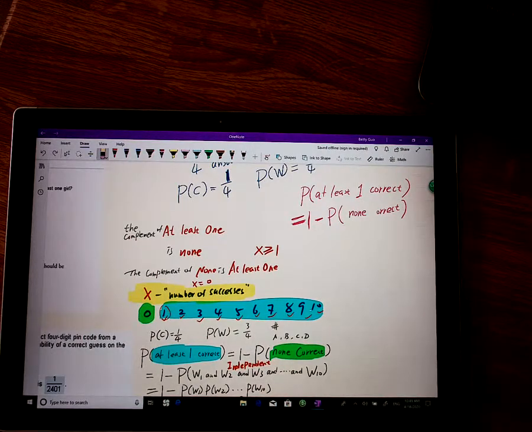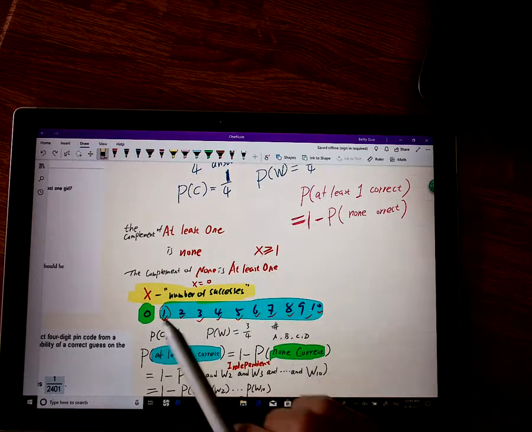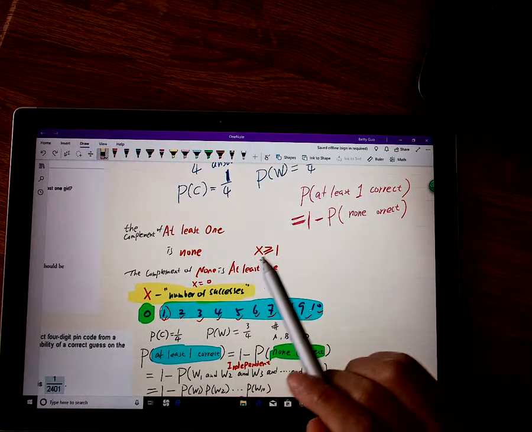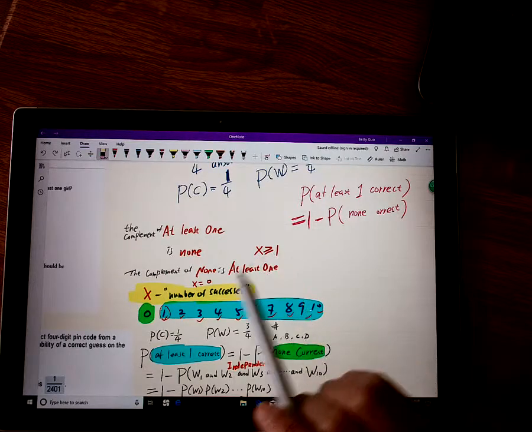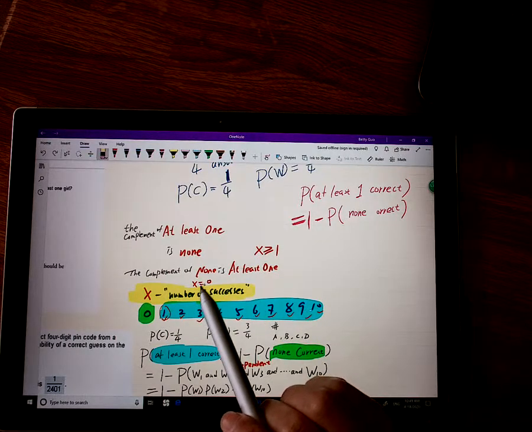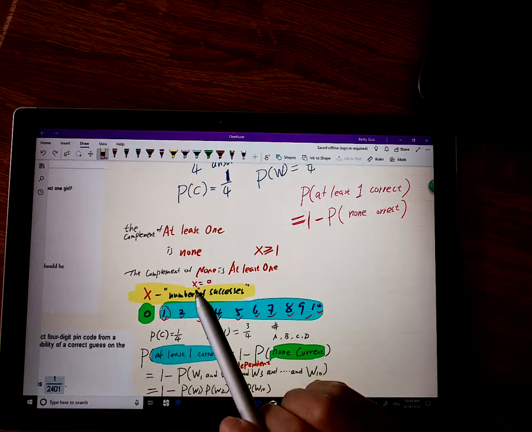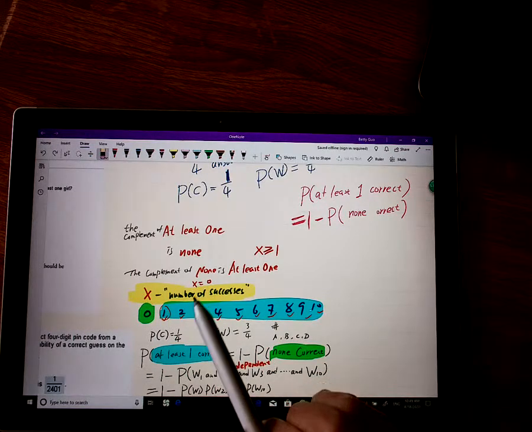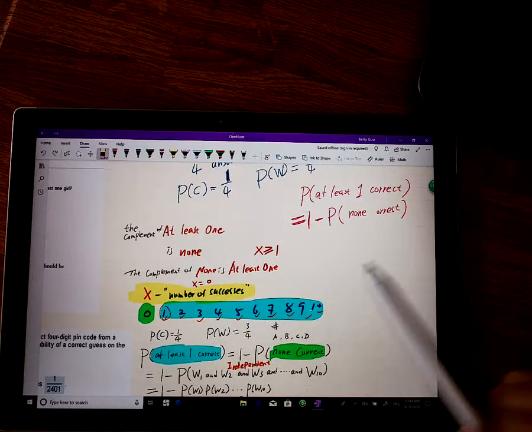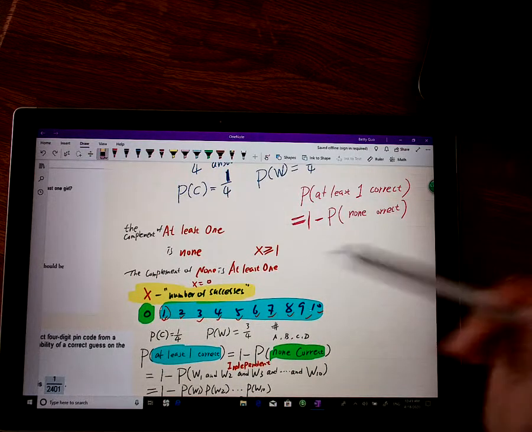But you do have to understand what that means. At least one means the value of the variable X is bigger than or equal to 1. The complement must be X equals 0. That means none. You answer the 10 questions by guessing. None of them is correct. So please take time, maybe repeat this part.